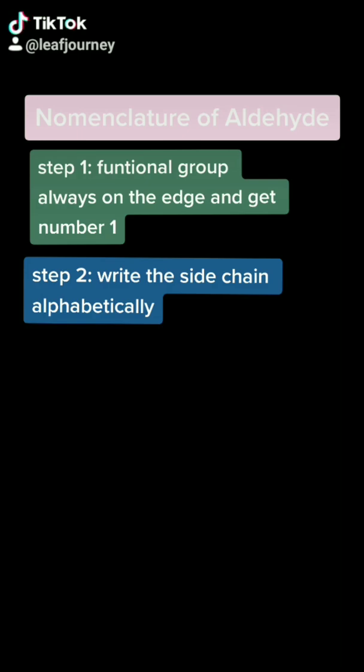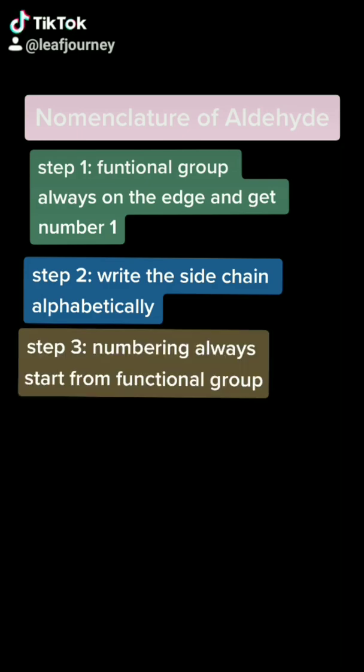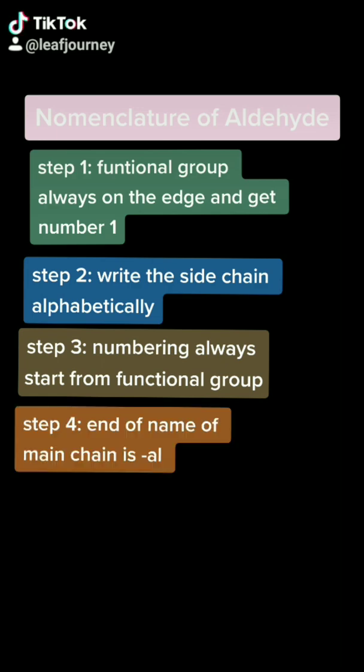And this is nomenclature of aldehyde. Step 1. Position of COH or functional group always on the H and get number 1. Step 2. Write the side chain alphabetically. Step 3. Numbering always start from functional group. And step 4. End of name of main chain is al.